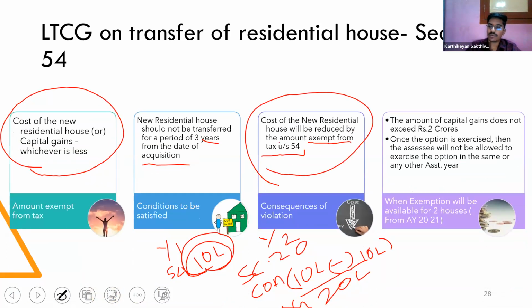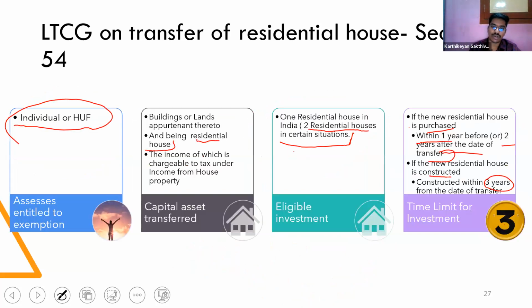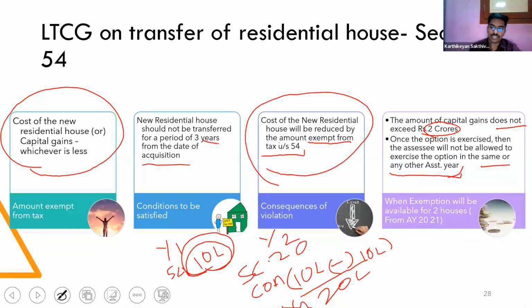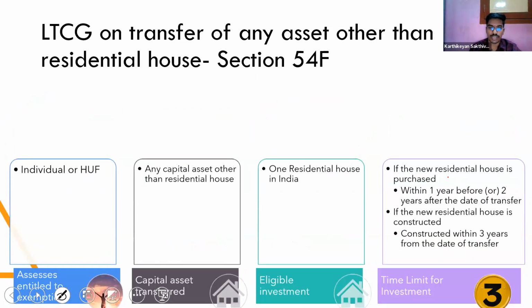அது எப்போ applicable அப்படின்னு பார்த்தோன்னா, if your capital gain is not going to exceed 2 crores, right? In such case, instead of one residential property, you can purchase two residential properties, right? However, once the option is exercised, the assessee will not be allowed to exercise the option in the same or any other assessment year, which means for only one assessment year you can claim this exemption for two residential house properties. மீதி எல்லா கேஸ்லயுமே ஒரே ஒரு residential house property மட்டும்தான்.